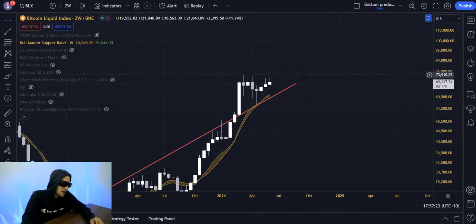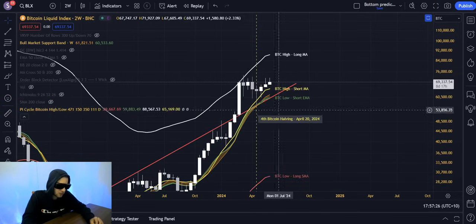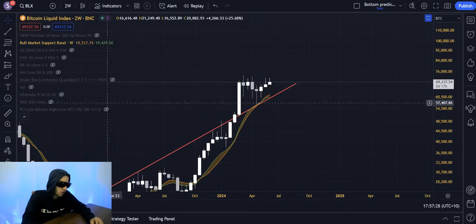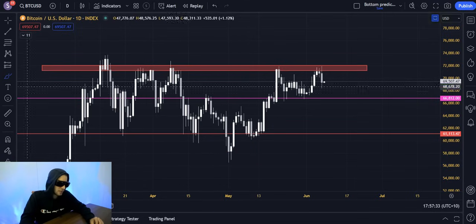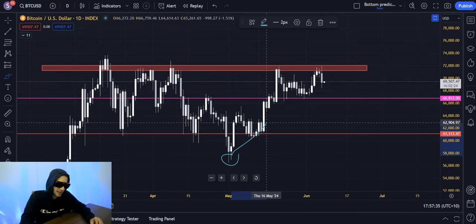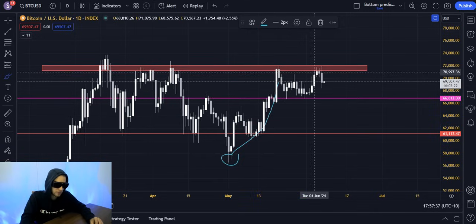We saw a retest of the Pi Cycle center lines. Everything that happened on that drop downwards, everything that happened on that 57K drop, was perfectly justified. It was a perfect correction. We came back upwards, we broke resistance, and now we're in this price region.